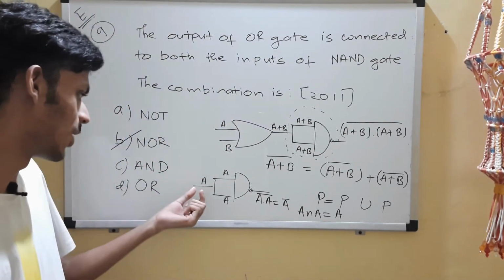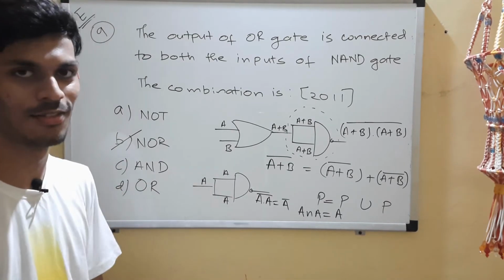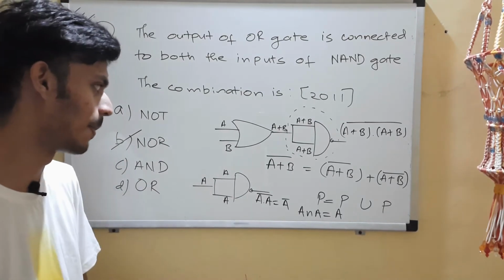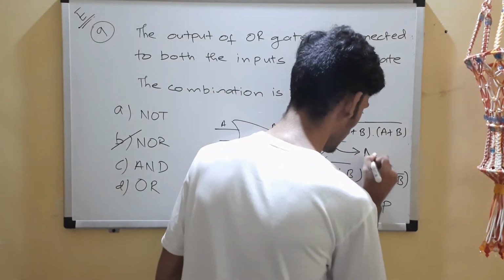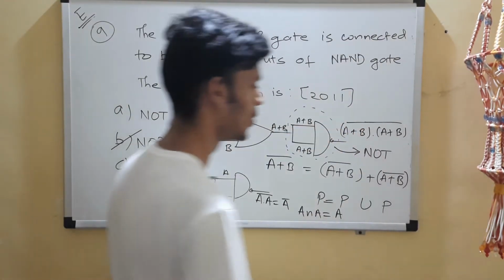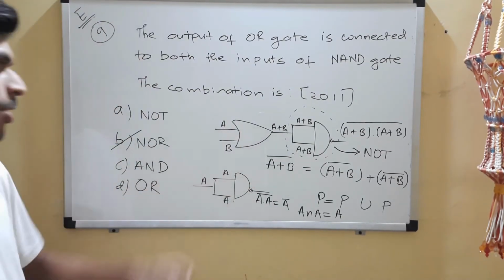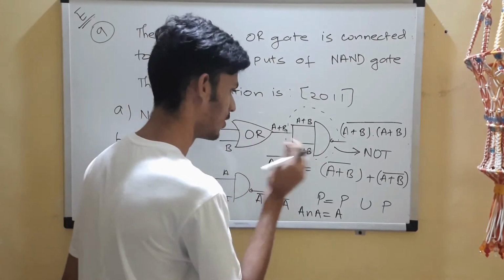That is what I said. Whatever input you give, it will give you the complement of that. So this is not a NAND gate. This is a NOT gate. If you knew this fact earlier, the question was so simple. See, you have an OR gate and you have a NOT gate.